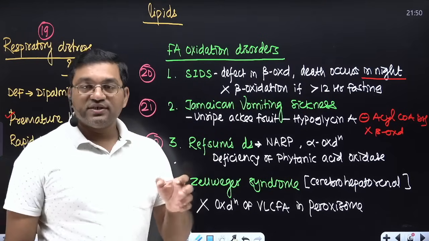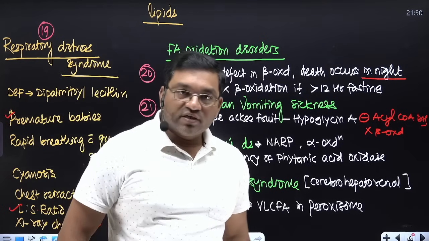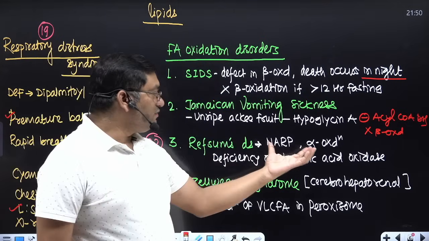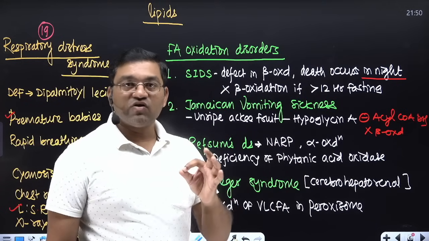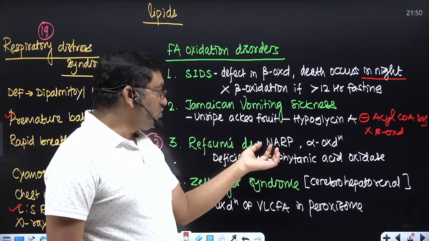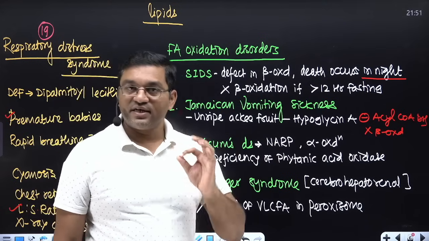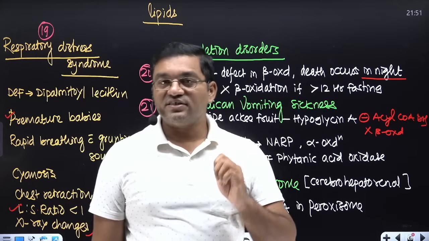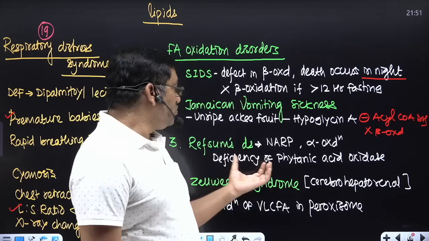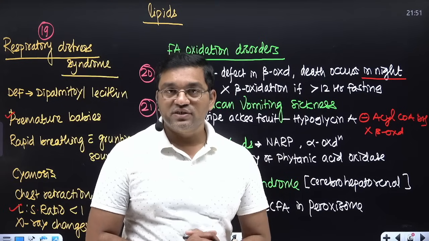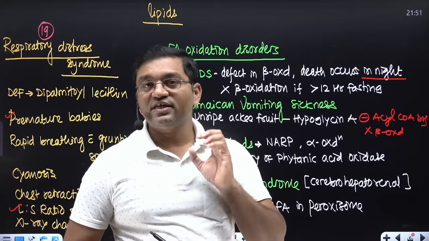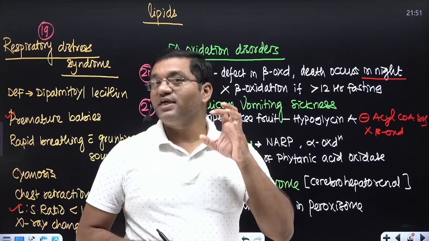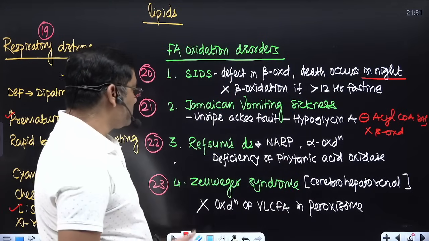Refsum's disease, now included in the Zellweger spectrum disorder, is a peroxisomal biogenesis disorder. It is thought to be due to a defect in alpha oxidation. The symptoms are neurological manifestations, ataxia and retinitis pigmentosa. It is due to a defect in the enzyme phytanic acid oxidase, so the branched chain fatty acid, phytanic acid, gets accumulated and causes the symptoms of Refsum's disease.